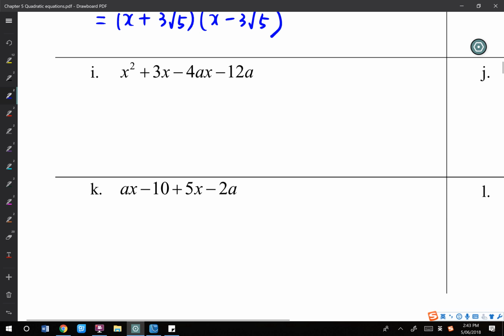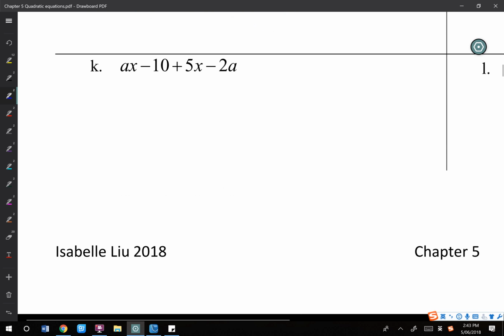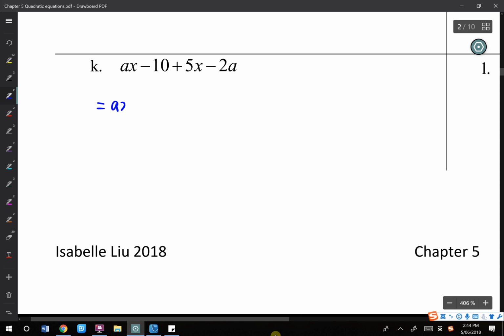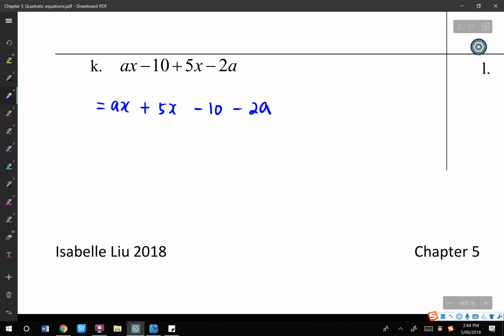Let's have a look at K. K is 4 terms. Okay, you see 4 terms. Now you think about grouping. Okay, I is easy. Let's think about K. But how can we group? We need to find two terms with common factors, and two other terms that have common factors. Obviously, ax minus 10 is not going to have common factors. So I will swap the order. So ax plus 5x minus 10 minus 2a. That's how we can have common factors.